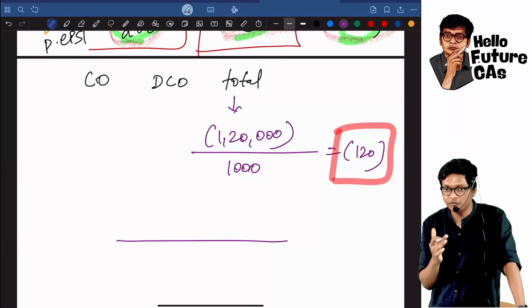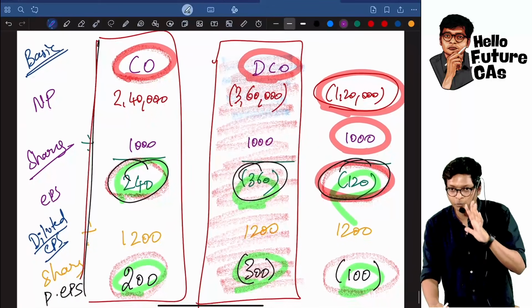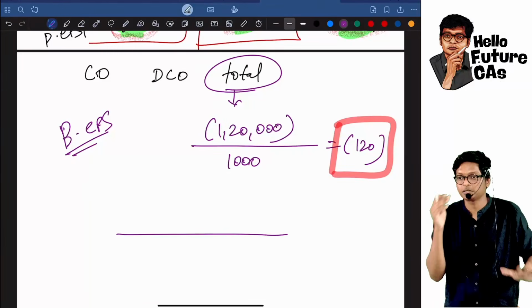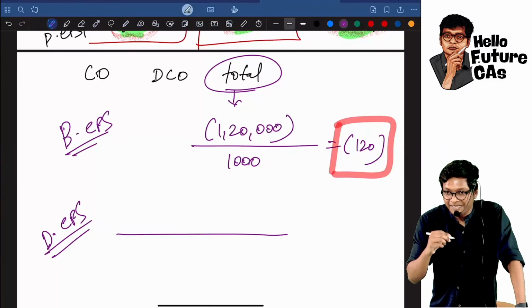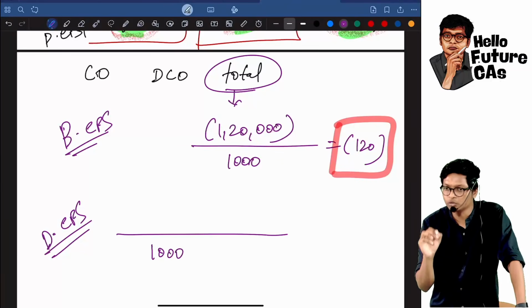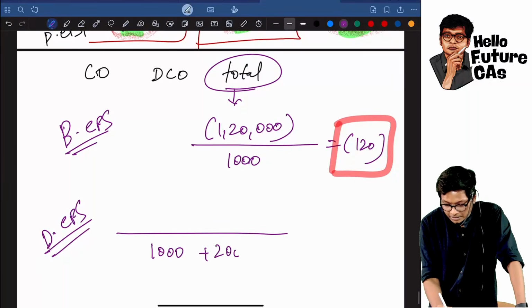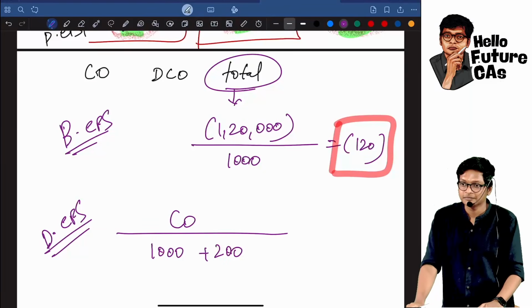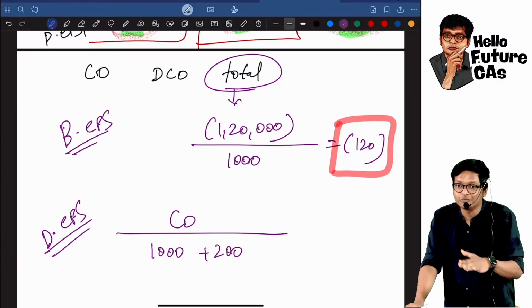Now you tell me carefully. You can mug this up also if you want to. For basic EPS, do it with total. That's it. Now for diluted EPS, I need to add to the denominator and numerator. What is my denominator? 1000. How many shares are going to come next year? So I will add 200. Correct? But for numerator, I will take only continuing operation. Why? Because I am going to discontinue DCO.